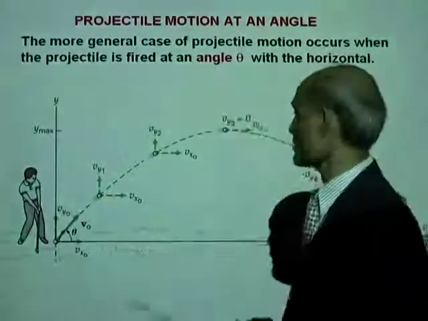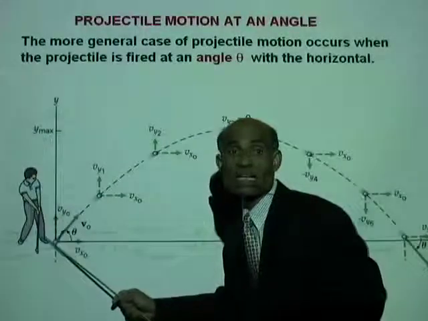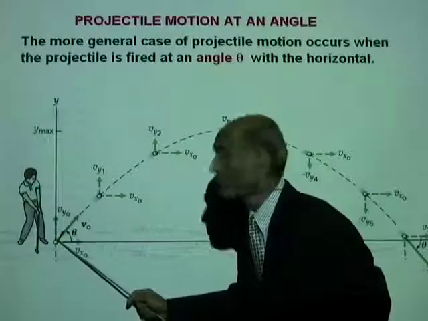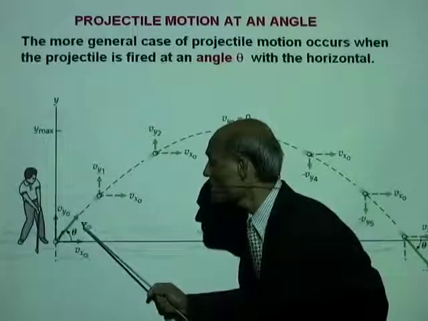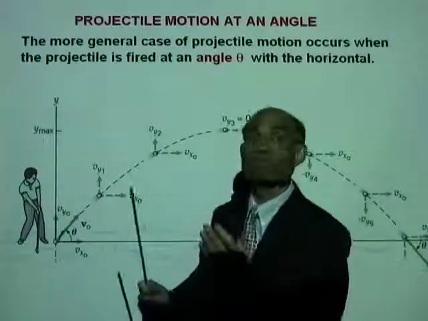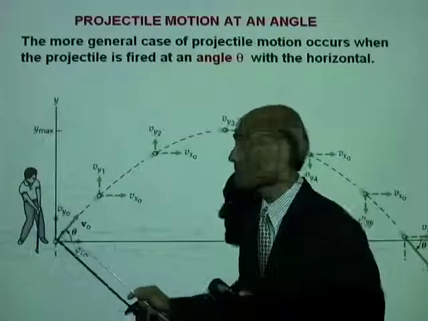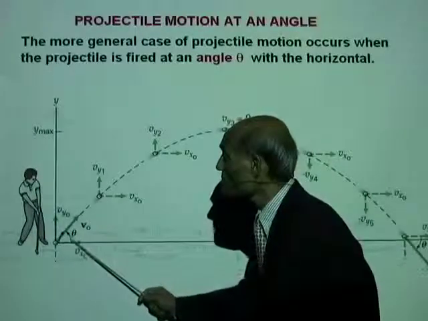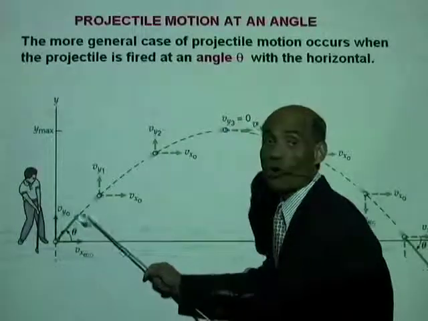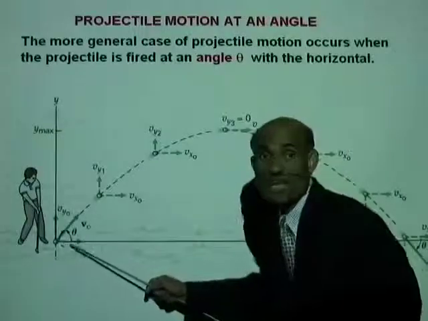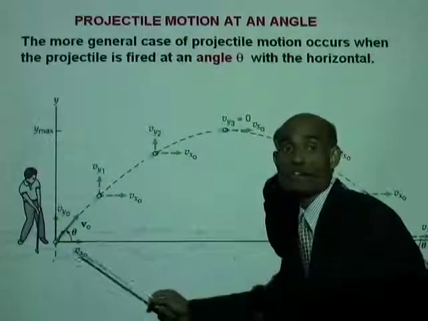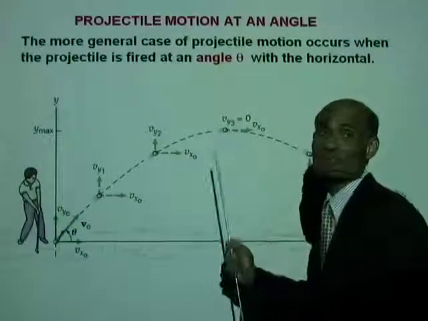Now watch this illustration here. A golfer is hitting a ball. The golfer hits the ball with a velocity v0. v0 is the velocity that is imparted to the ball the moment it is hit, and v0 is at an angle theta with the horizontal. The ball rises to a height and at the same time moves horizontally. You can see it has an x motion and a y motion.